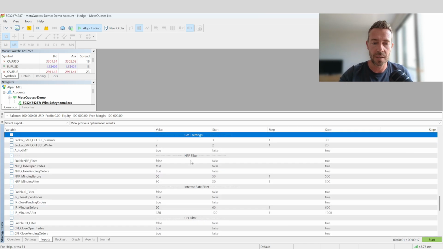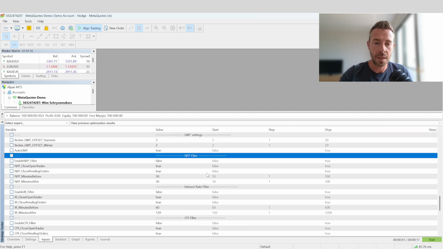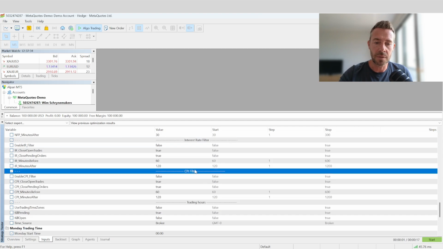GMT settings, etc. Not important for the backtesting, for the optimization, sorry. NFP filter, interest rate filter, CPI filters.